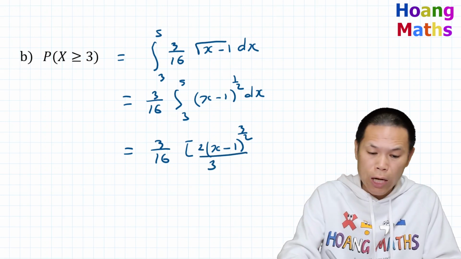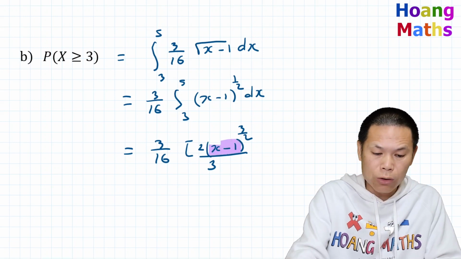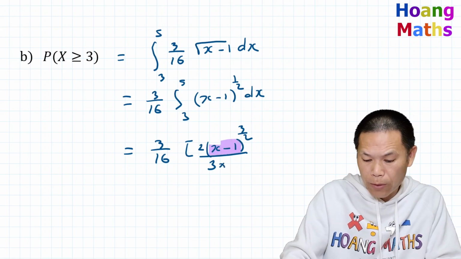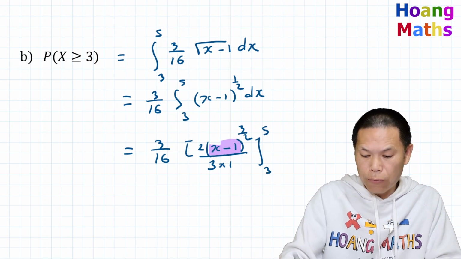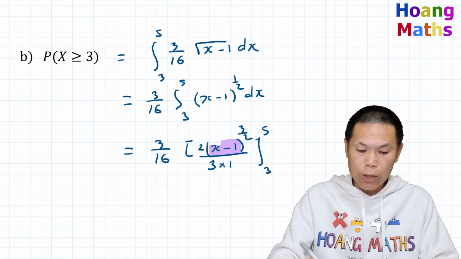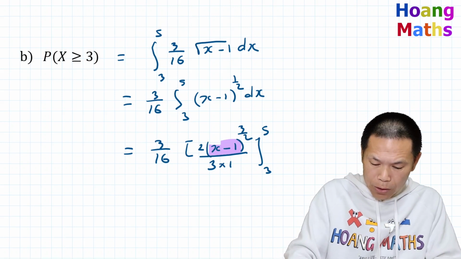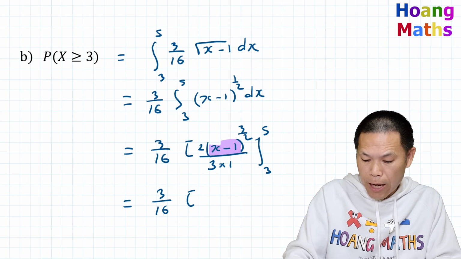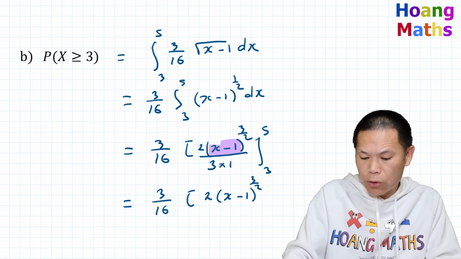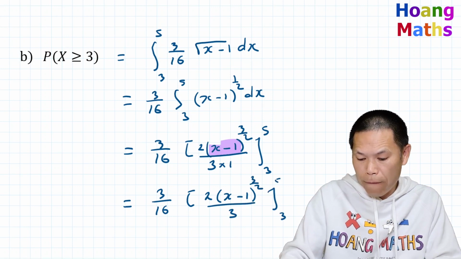And then we differentiate inside. That gives me 1. So therefore we divide by 1. Like that. And then from 3 to 5. So there you go. So now I just simplify this. So that will give me 3 over 16 and 2, x minus 1 power of 3 over 2 over 3 from 3 to 5.